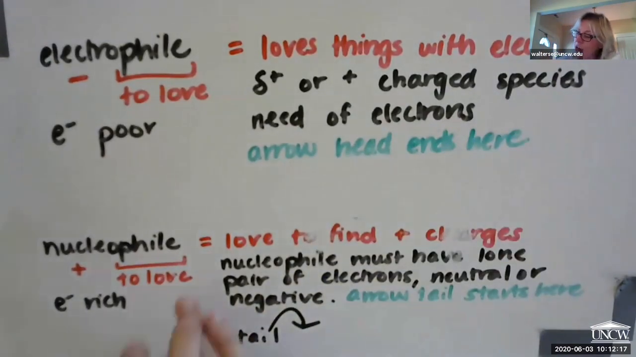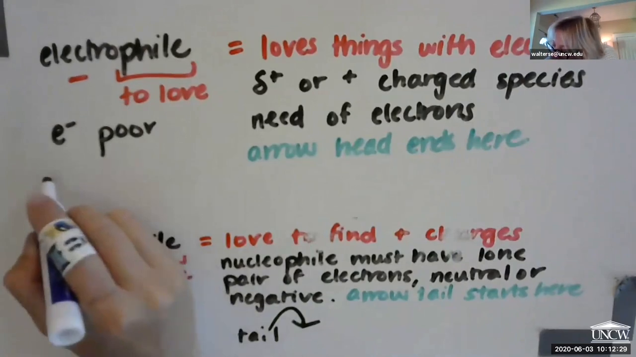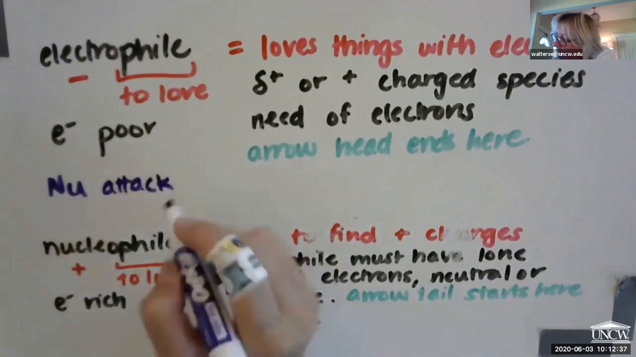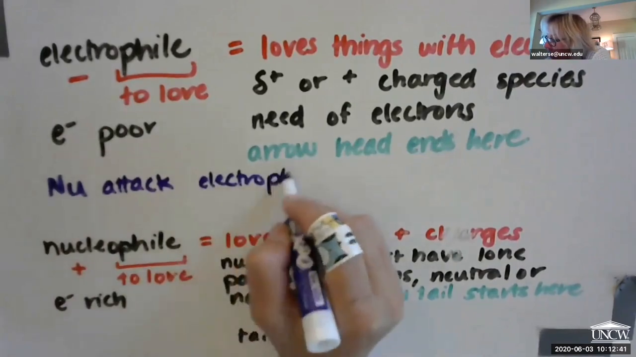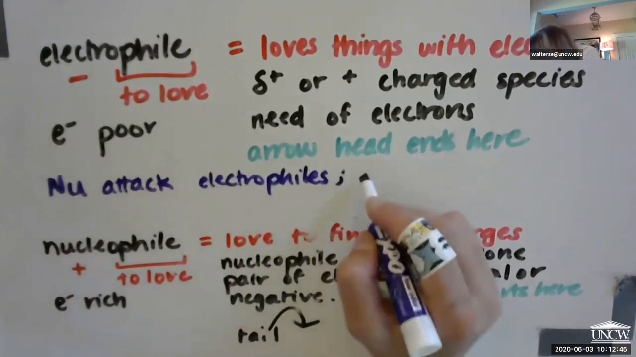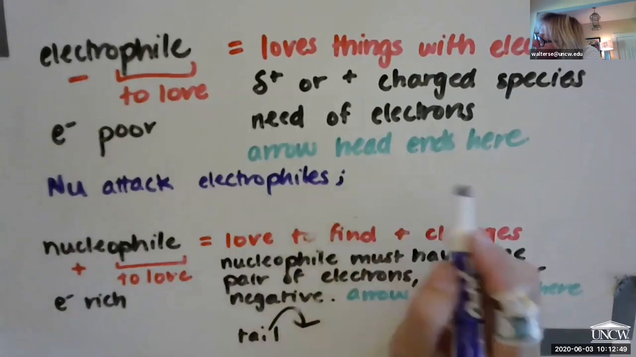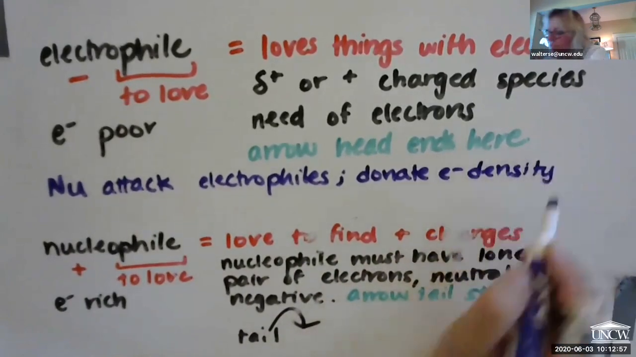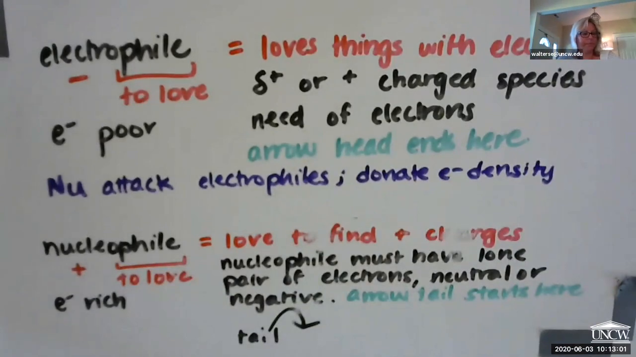What we would say is that a nucleophile will attack an electrophile by donating electron density. Let me write that down. Nucleophiles, NU is the shortcut for saying nucleophiles, attack electrophiles. There's really not a good abbreviation for that. And they donate electron density. We're going to look at electrophiles and nucleophiles in a little bit more detail so we can start identifying which thing does which job. Are there questions so far?